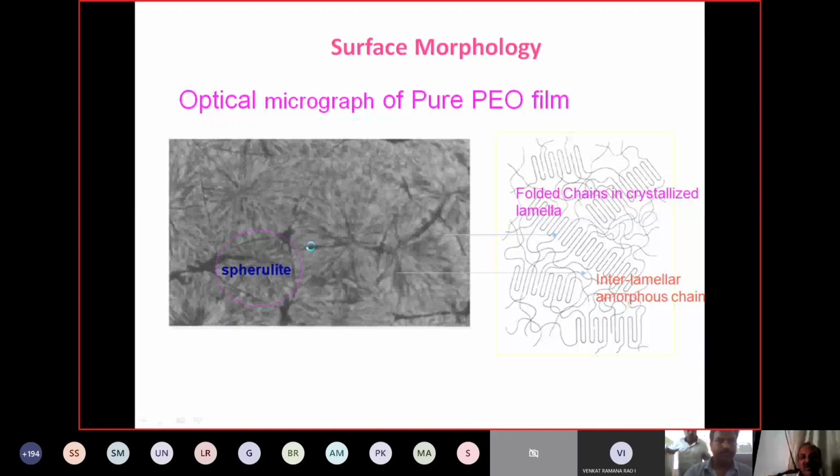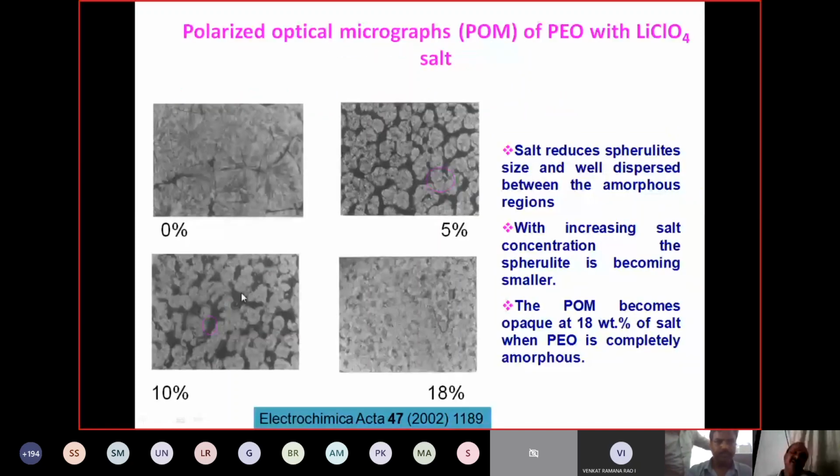That means the total structure is disrupting, changing from crystalline to amorphous nature, because amorphous nature is required to get high ion transport. That means for mobile ions we require the amorphous phase. So when we added salt to this, what happened? The total structure is disrupted, the crystalline structure is disturbed, and then we are getting the amorphous phase, which we require for movement of the ions.